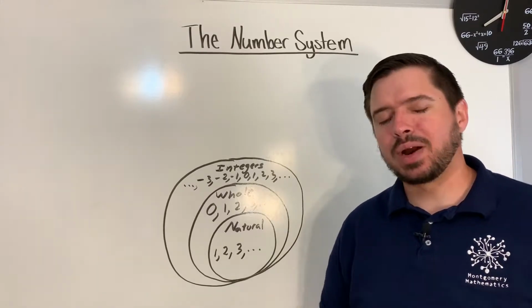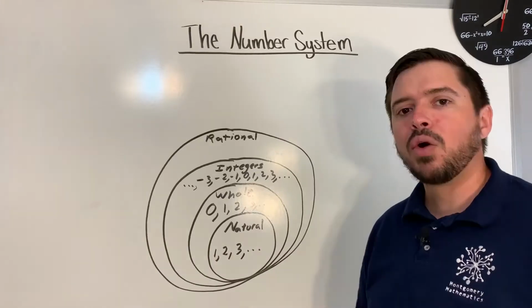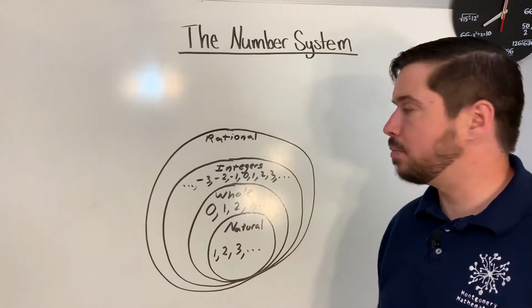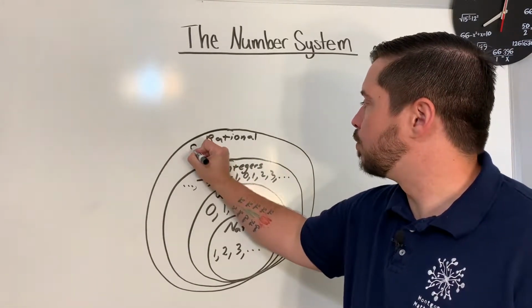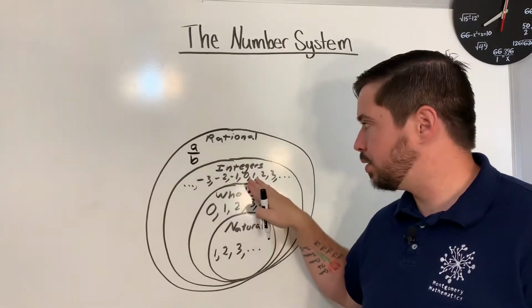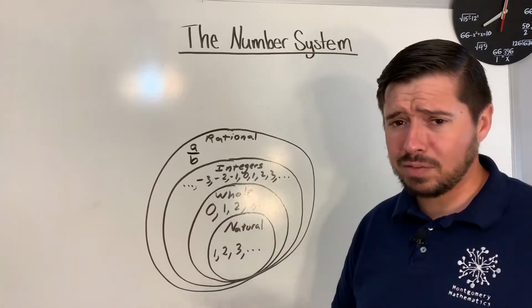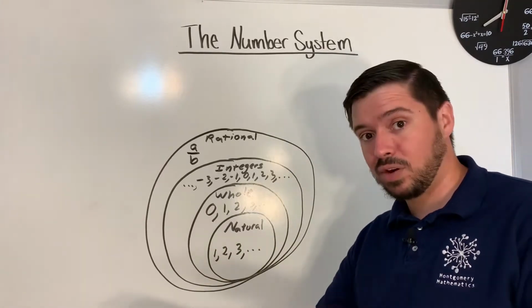But how do you write it? This type of situation is what led to the idea of rational numbers. Rational numbers are any number that can be written in the form of a over b, where both a and b are integers and b is not 0. Remember, we can never divide by 0, but that's another video for another time.